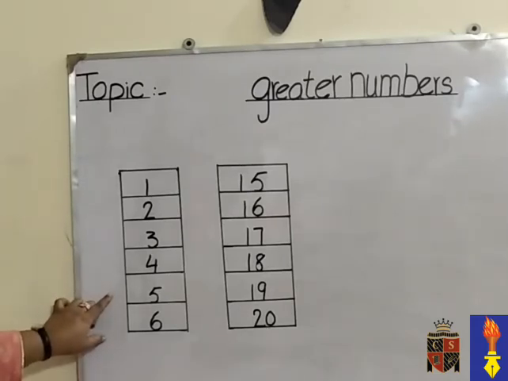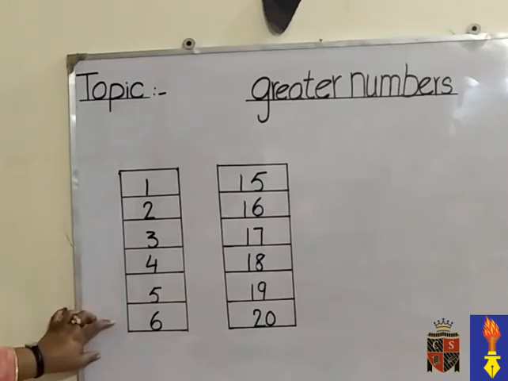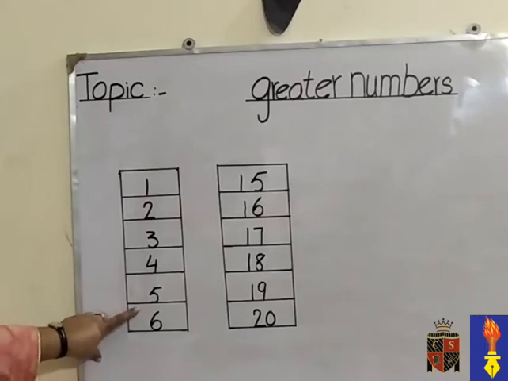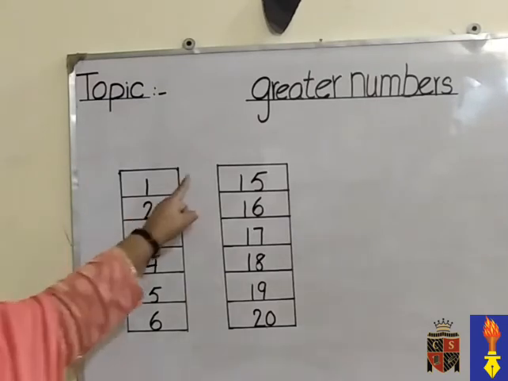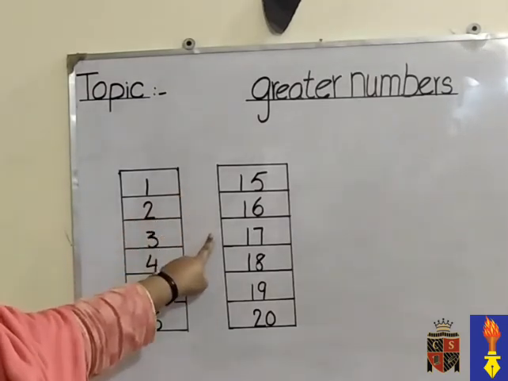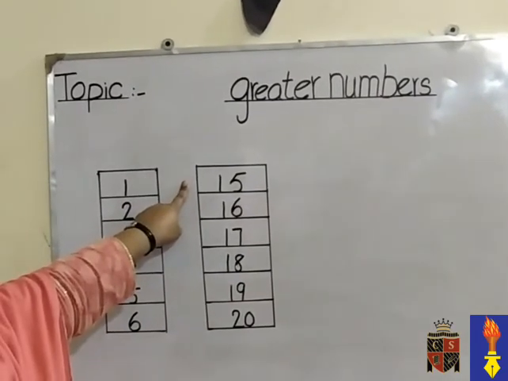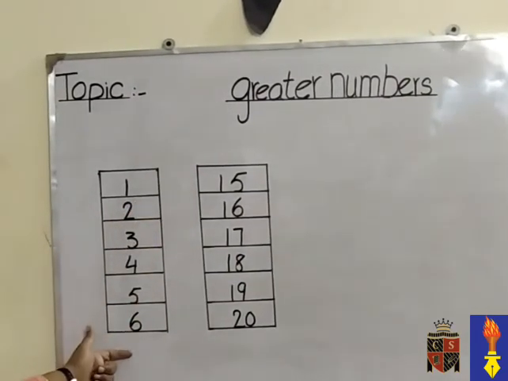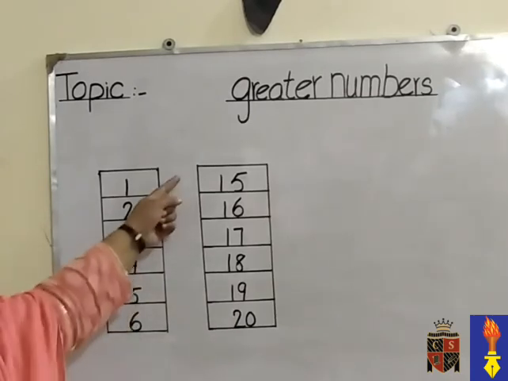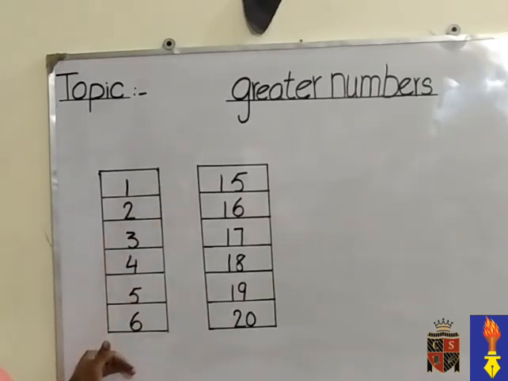What comes after 5? It's number 6. So now 6 is greater than 5, because 6 comes after 5. Okay, now here are some teen numbers. Number 15. So 6 is a small number and 15 is greater than 6.